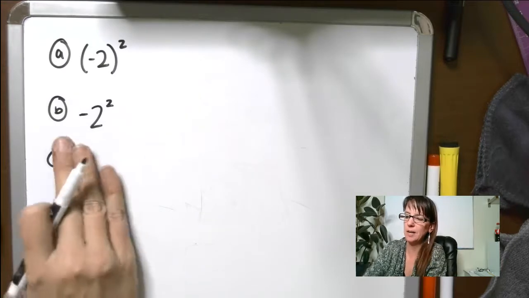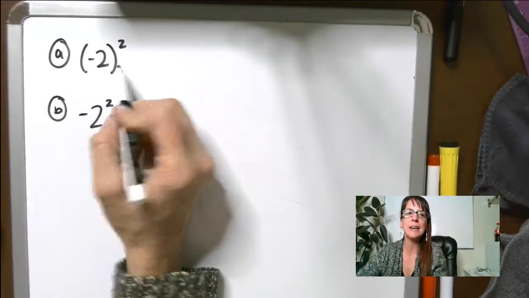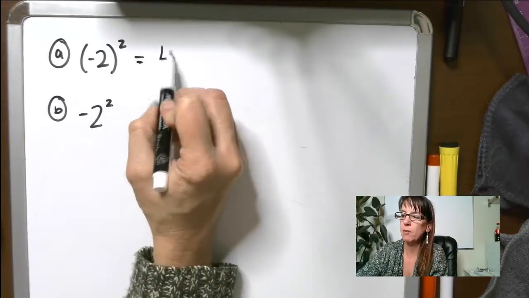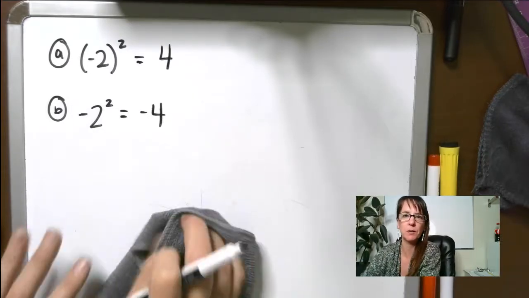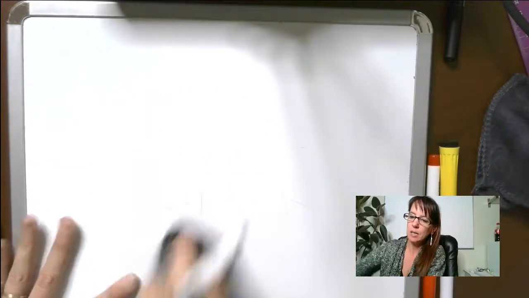Okay, guys, so I won't do C yet. So quantity negative 2 squared, remember that's going to be 4. This one, negative 4. Remember the difference on those, okay? Remember the difference. Now let's talk about C.